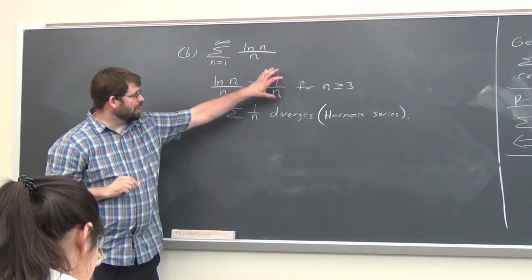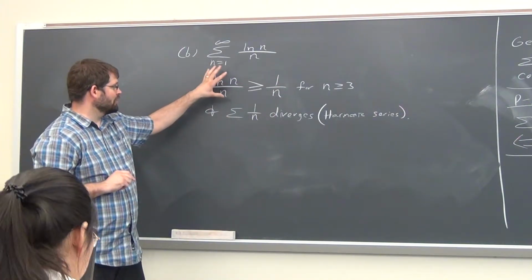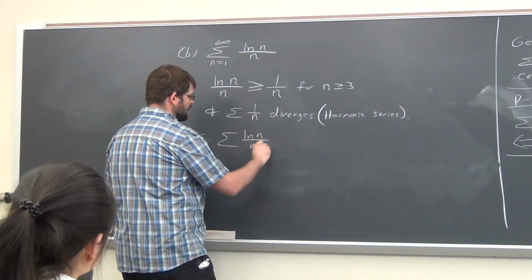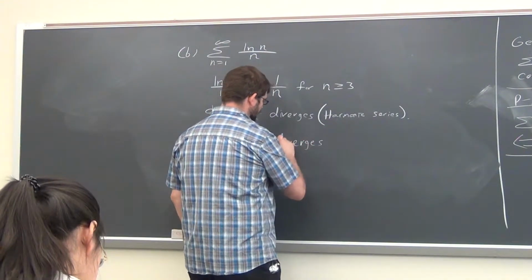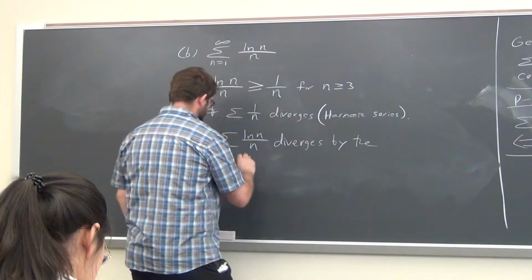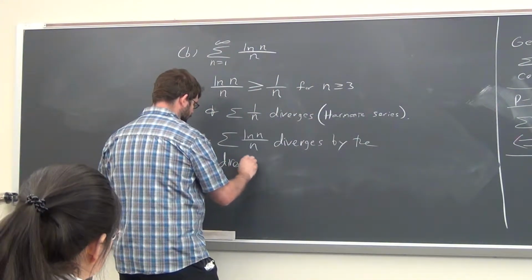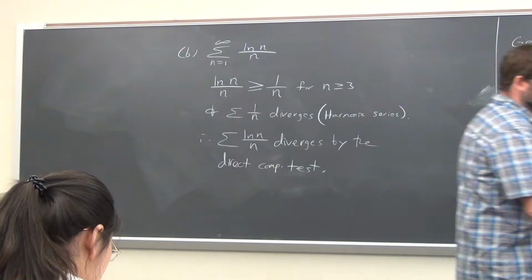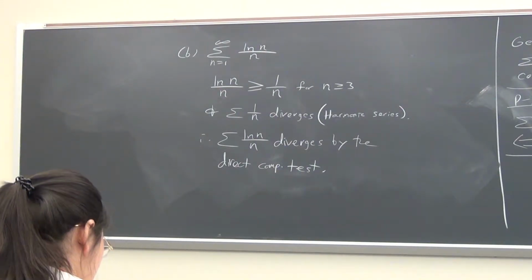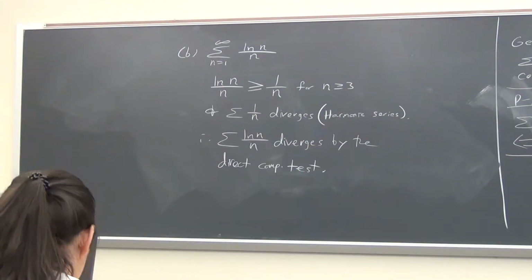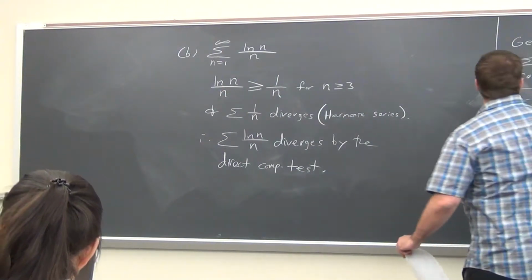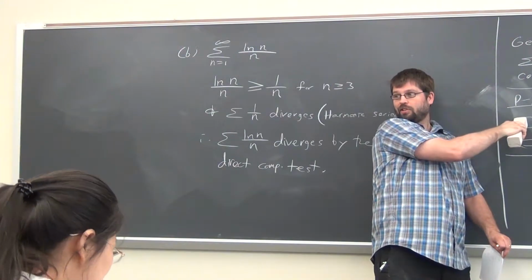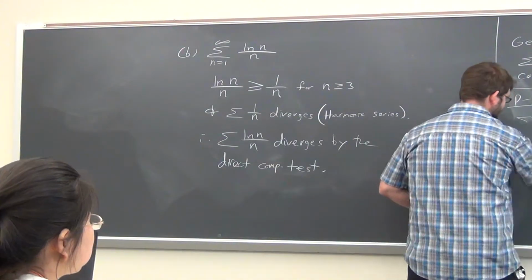So again, you get a smaller series that diverges, so it forces the bigger series to diverge as well. Therefore, the sum of the log n over n diverges. The direct comparison test. That makes sense? And so that's going to be useful sometimes, but for the most part, we're going to use the following test. We feel confident to remember the geometric series, which ones converge, and which p-series converge, because we're going to keep referring to those for the rest of today.